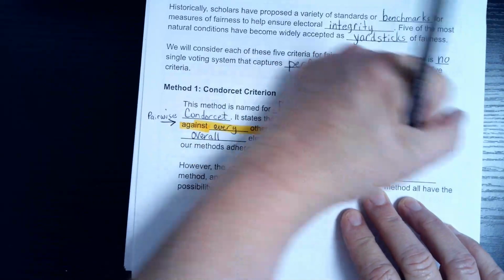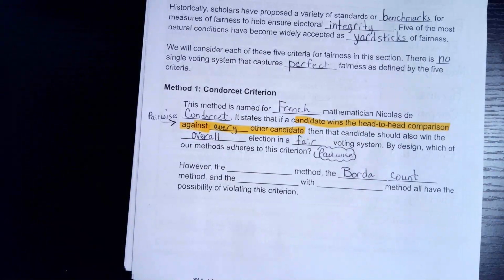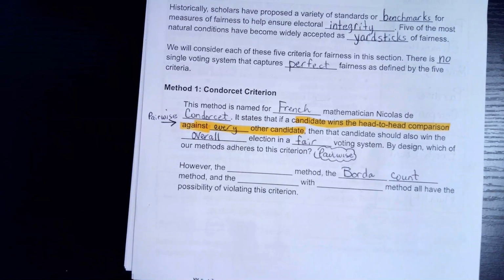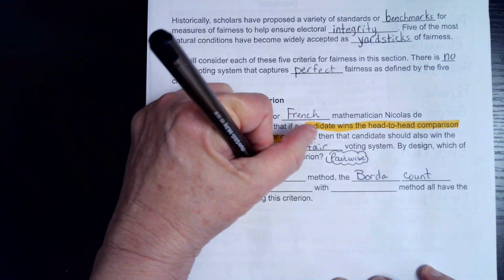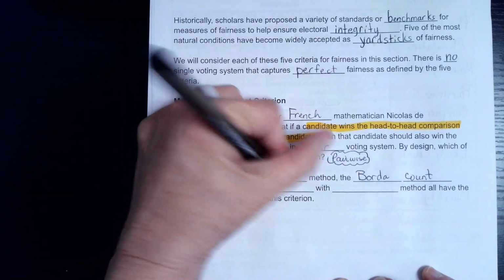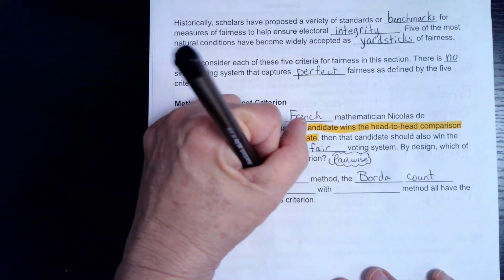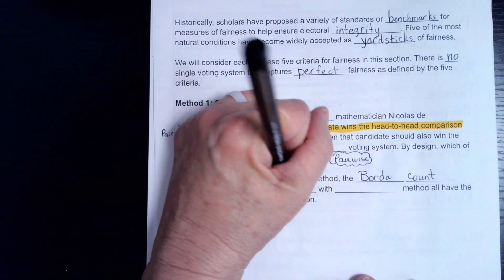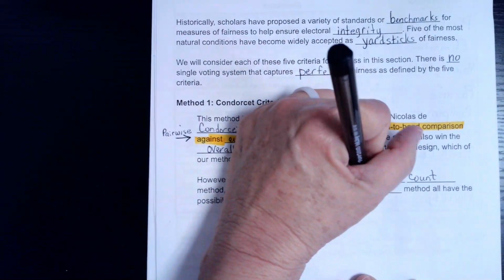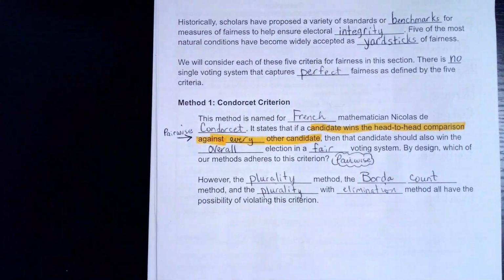I have yet to do any research into where it gets its name, Borda, but Borda is always capitalized in Borda count. So I don't know if it's the name of a person or a place. The plurality, the Borda count, and the plurality with elimination all have the possibility of violating this criterion.